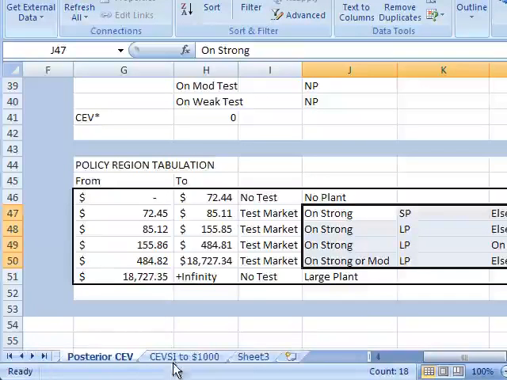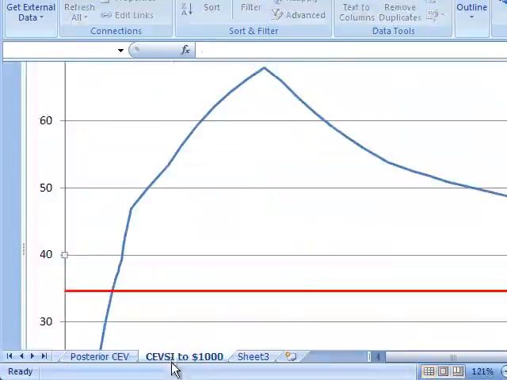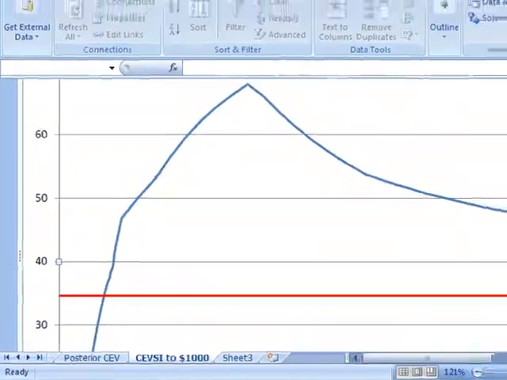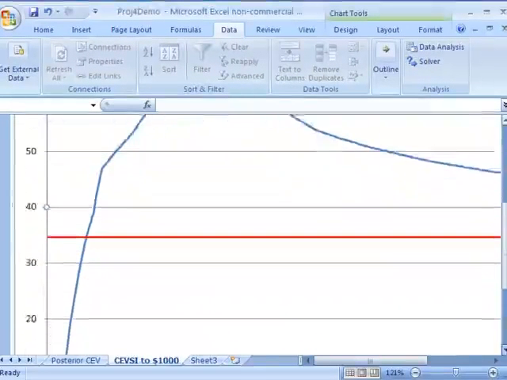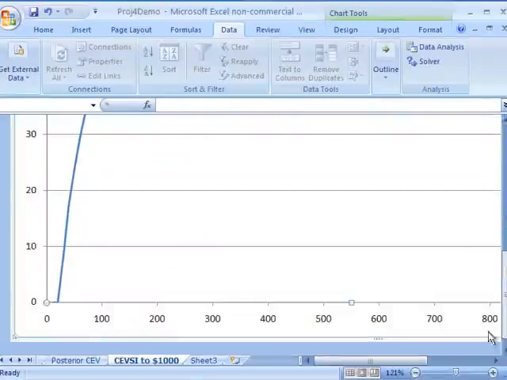Okay, so having done that, I guess we can look at a couple of the graphs here that go along with this analysis. For example, the plot of the CEVSI. This is the cash equivalent value of sample information. In this case, it looks very much like the CEVPI.